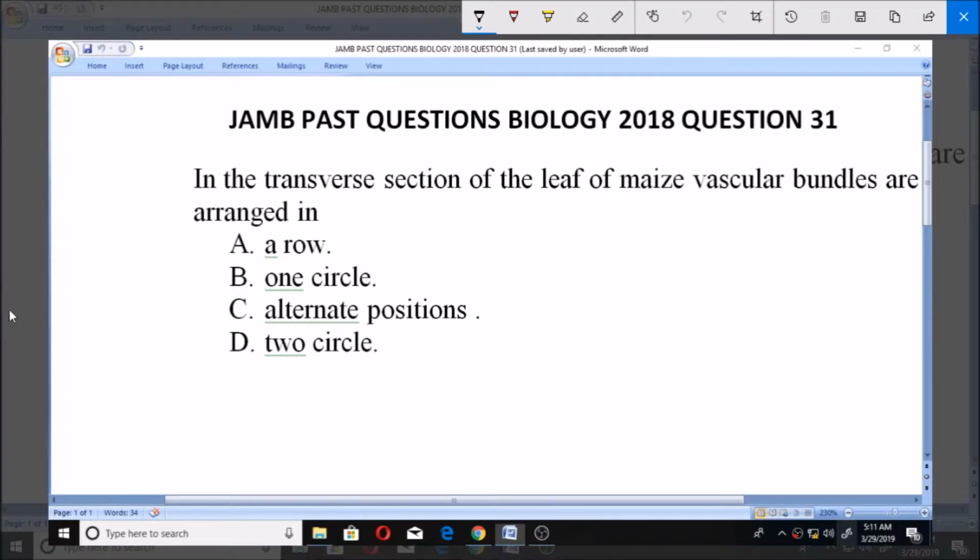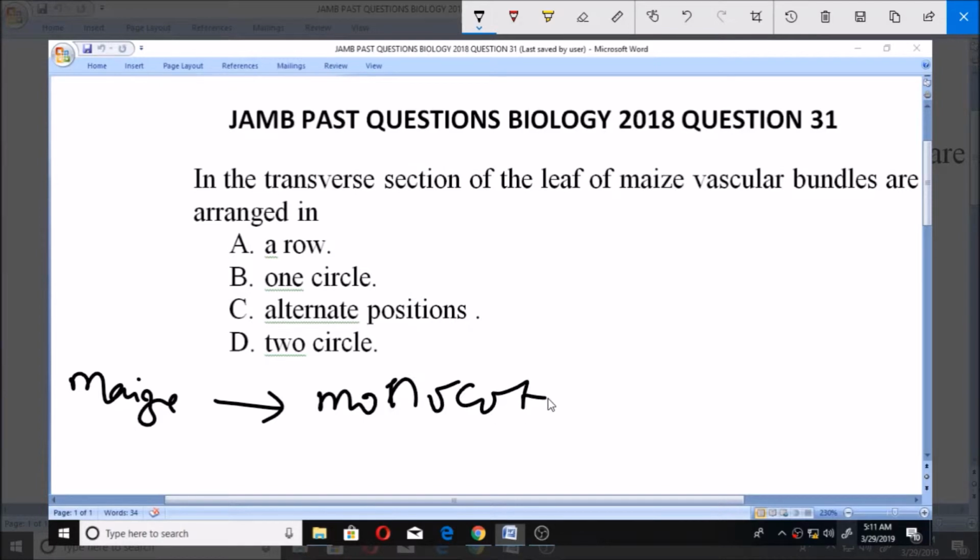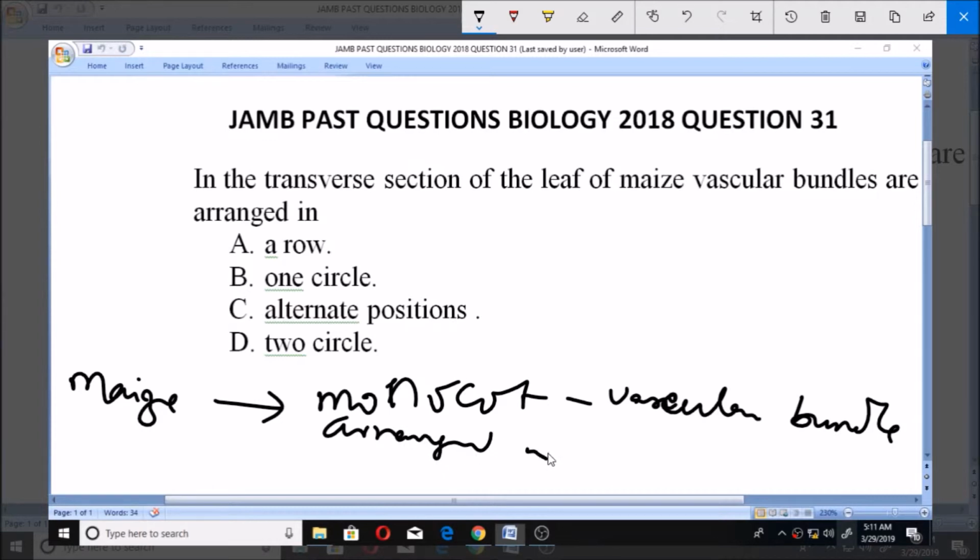So for a maize, which is a monocot, we have the vascular bundle arranged in one cycle. That is how the arrangement is done. That is the transverse section of the leaf of a maize. The vascular bundles are arranged in one cycle.